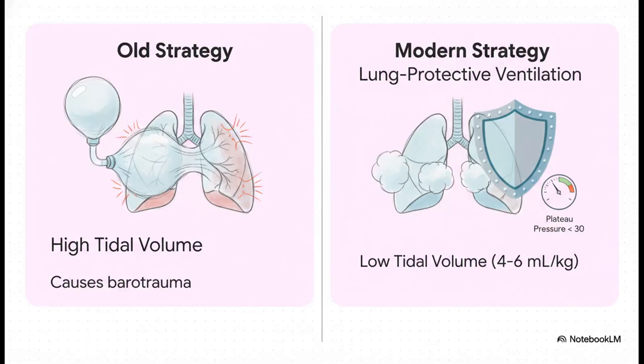And this slide just sums up that paradigm shift perfectly. The old way, the goal was simple: make the blood gases look normal. To do that, we used huge tidal volumes, 12, even 15 mils per kilo.